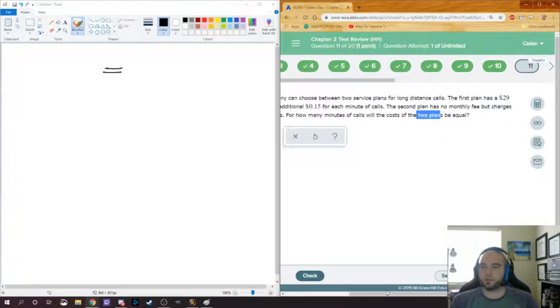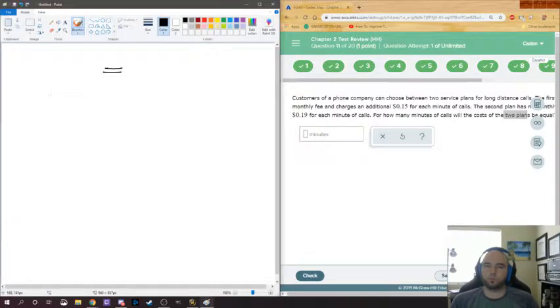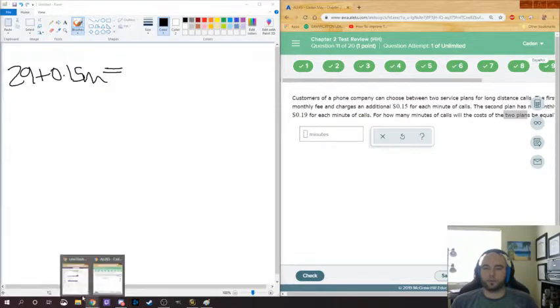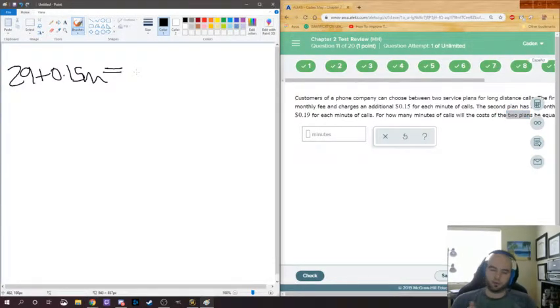The first plan has a $29 monthly fee, and it charges 15 cents per minute of calls. So I will do $29 monthly fee, 15 cents per minute of calls. Okay, cool. And then the other plan has no monthly fee, but it charges 19 cents per minute of calls. So this company charges you more per minute to call, but you don't have that extra fee. So it says, when are they equal? And so I've done it. I've said one plan equals the other plan.